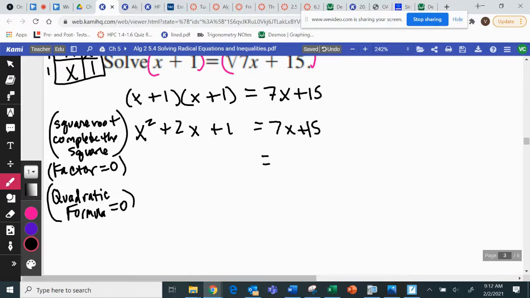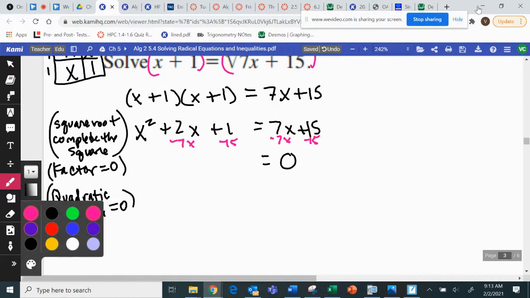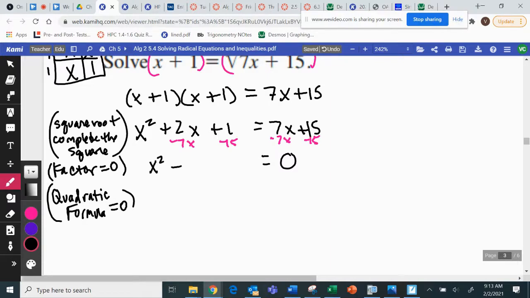So I need to make this side say 0. So I'm going to take away the 7x, and I'm going to take away 15. And I get x squared minus 5x minus 14. The x squared can separate to be x and x. The minus 14 means one is going to be plus, one is going to be minus. To make 14, we could use 1 and 14 or 2 and 7. But I'm thinking 2 and 7 is going to help me get 5 in the middle.